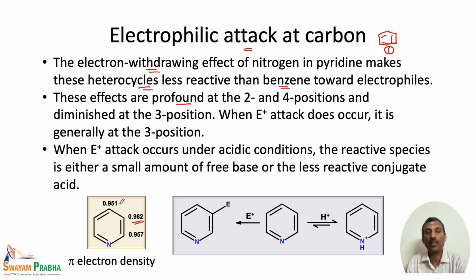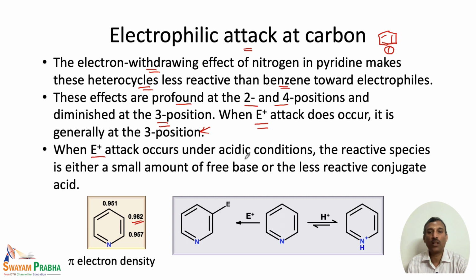That means the reactivity is also going to be lesser than benzene, and this effect is pronounced at positions 2 and 4. That's what we have seen. The 3 position is having a little bit higher pi electron density compared to 2 and 4. That means the electrophile will preferably attack the 3 position. This we can look at from the pi electron density, and we can understand.